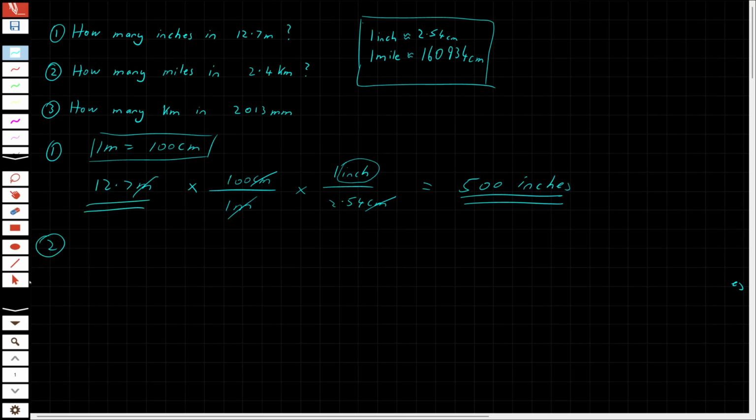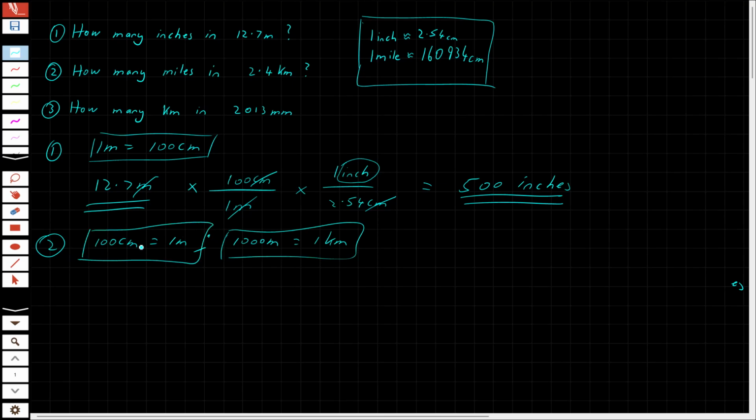Number 2, how many miles in 2.4 kilometers? Well, we know 1 mile is equal to 160,934 centimeters, but we don't have kilometers there. But we know that 100 centimeters is equal to 1 meter, and we know that 1,000 meters is equal to 1 kilometer. So we can get the kilometers into centimeters and then use this conversion here to convert it to miles.